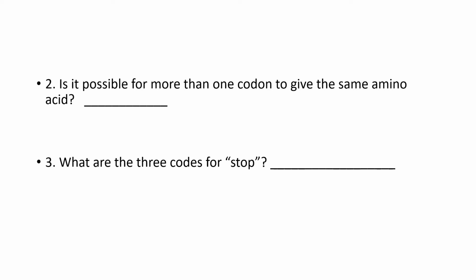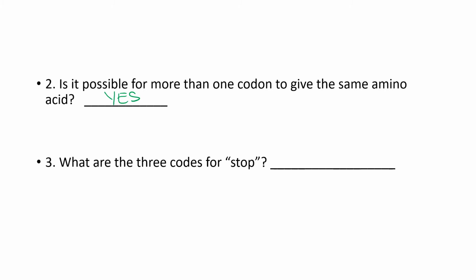Okay, is it possible for more than one codon to give the same amino acid? Absolutely. Okay, so 64 possible combinations of those three bases, only 20 amino acids. There's definitely more than one codon for almost all of them. AUG for methionine only has the one, and there's a couple of others. Tryptophan only has one, but for the most part they have 2 to 4 codons that code for them.